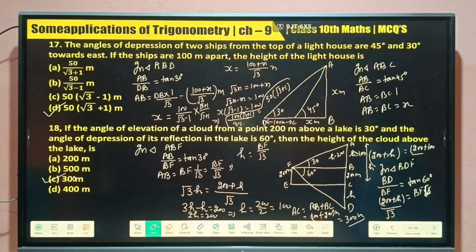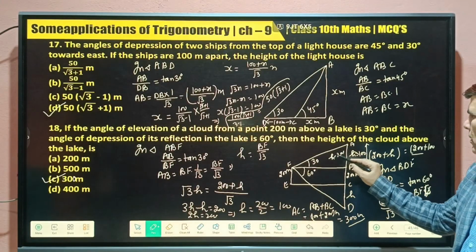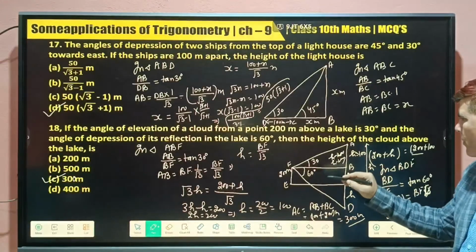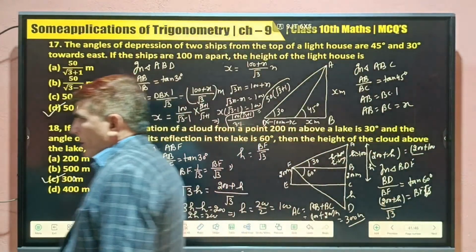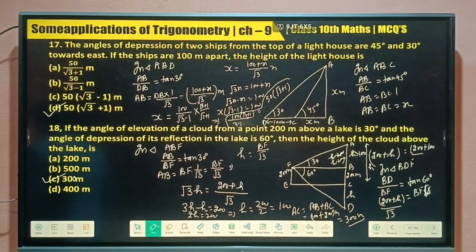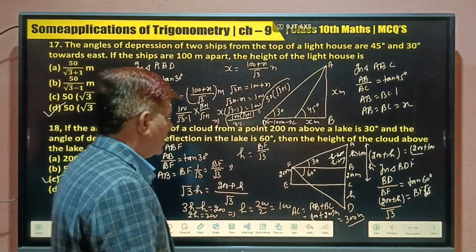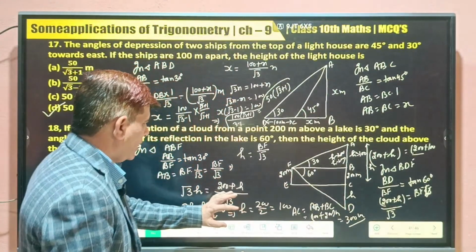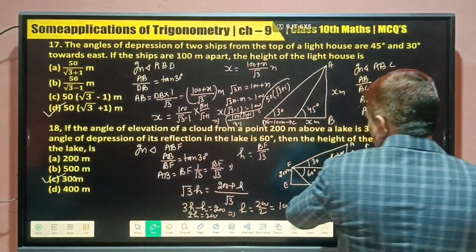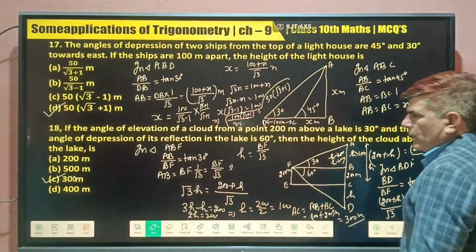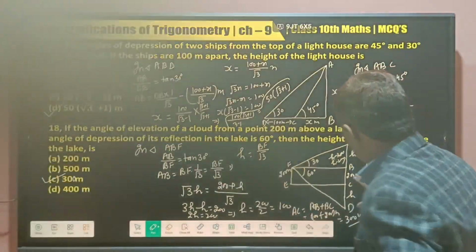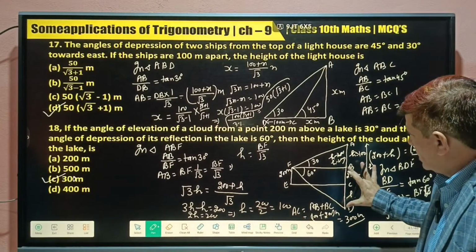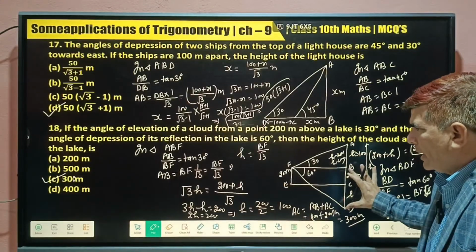200 coming. Sorry, 200. AC, H minus 200 coming. So H minus 200. This we have taken wrongly. Otherwise, leave it as it is. Here, how much is this? This is 200 plus H. This we have taken, 200 plus H we have taken.